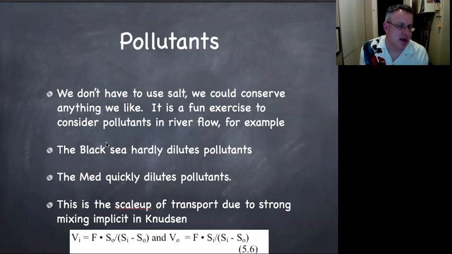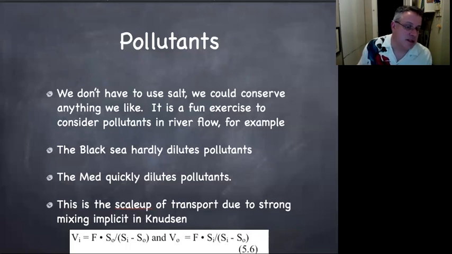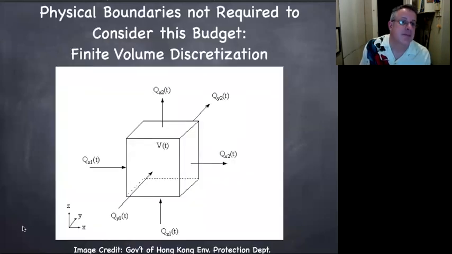Whereas the Med Sea, because of this rapid mixing, ends up quickly diluting the pollutants. So there won't be a big concentration difference in pollutants between the inflowing waters and the outflowing waters at the Straits of Gibraltar at the mouth of the Med. And so this is just another factor of doing this. So we haven't talked anything about what causes any of these flows. We haven't talked anything about the forces or any of that, and we've already gotten all of this just from thinking about budgets.